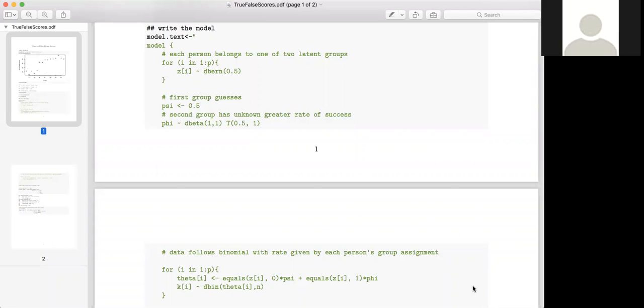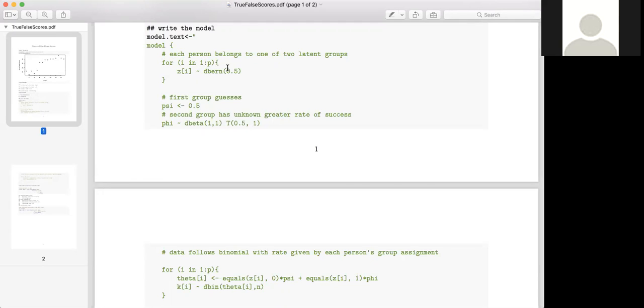All right, so the way that I did it, if you look at the screen over here: first of all, I assume that each person belongs to one of the two latent groups. P is the number of persons in total, so it's 15 over here. And Z is an indicator vector, which tells me which latent class the person goes to. So I use a Bernoulli, and I use 0.5 over here, which is actually questionable, depends on what you want to do.